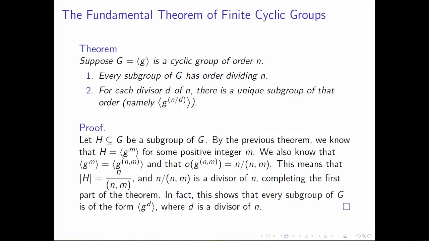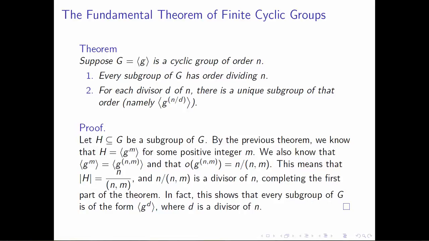So here's the proof. I'm going to take the previous two theorems that we've covered, and we're going to need both of them. I'll take those as fact, and then we'll walk through the proof of this theorem under those assumptions. So let's begin by taking H to be an arbitrary subgroup of the group G. By the previous theorem, every subgroup of a cyclic group can be written as the group generated by g to the m, where m is some positive integer.